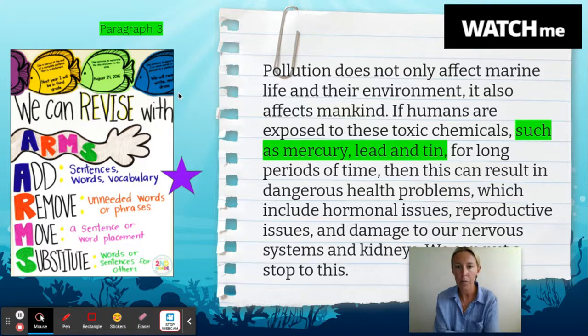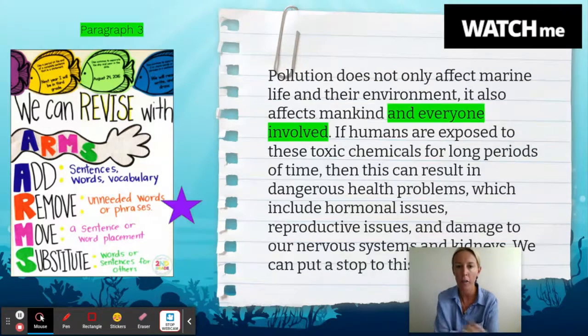Pollution does not only affect marine life and their environment, it also affects mankind. If humans are exposed to these toxic chemicals, such as mercury, lead, and tin, for long periods of time, then this can result in dangerous health problems, which include hormonal issues, reproductive issues, and damage to our nervous systems and kidneys. Please look and see how I have added in words to help my reader understand what I am trying to say. Let's move on to R.